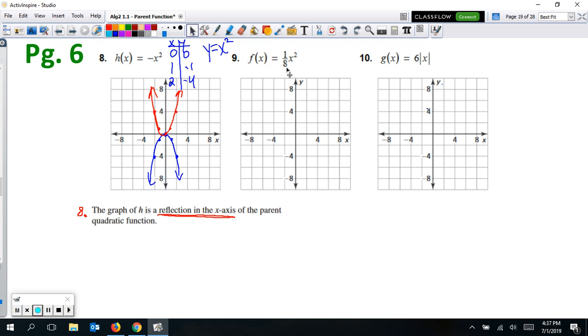All right, when you come to 9, let's go ahead and put our parent function down. Go ahead and graph that yourself. Go ahead and pause the video, graph this parent function, do it again, just like this one, and then play it again.